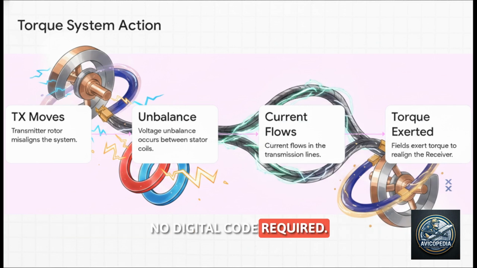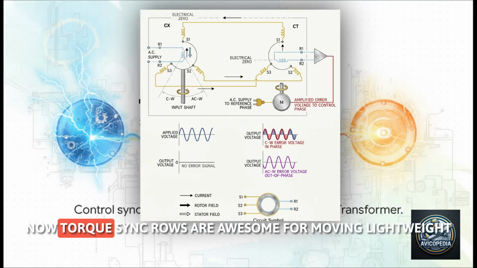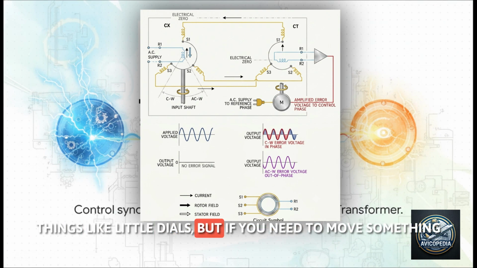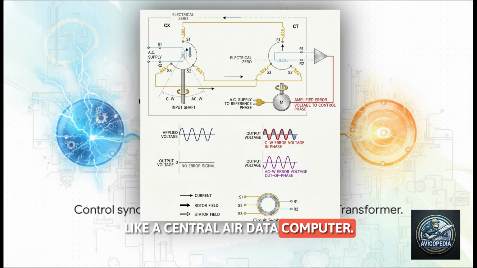No digital code required. Which brings us to Section 3, the error corrector, or control, steering with signals. Now, torque synchros are awesome for moving lightweight things, like little dials. But if you need to move something heavy, we're talking about things like a central air data computer, we have to use a control synchro.